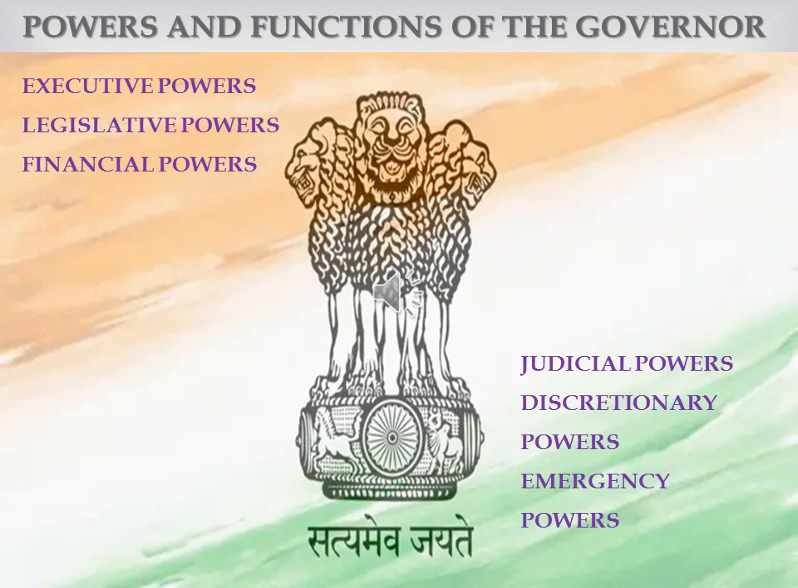So the governor is the head of the state executive and he has enormous power. In the exercise of functions and powers, except in some cases, he has to be guided by the aid and advice of the council of ministers headed by the chief minister. That means he has to consult with the chief minister, who guides the council of ministers, and with their help the governor performs his functions.